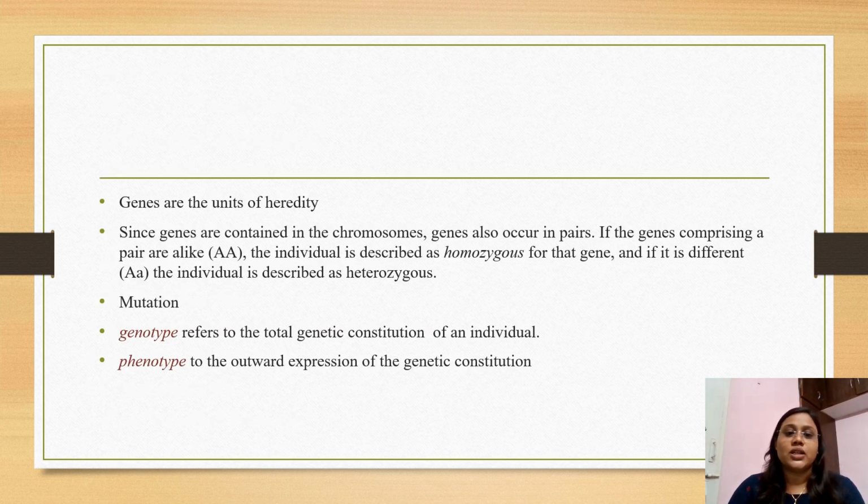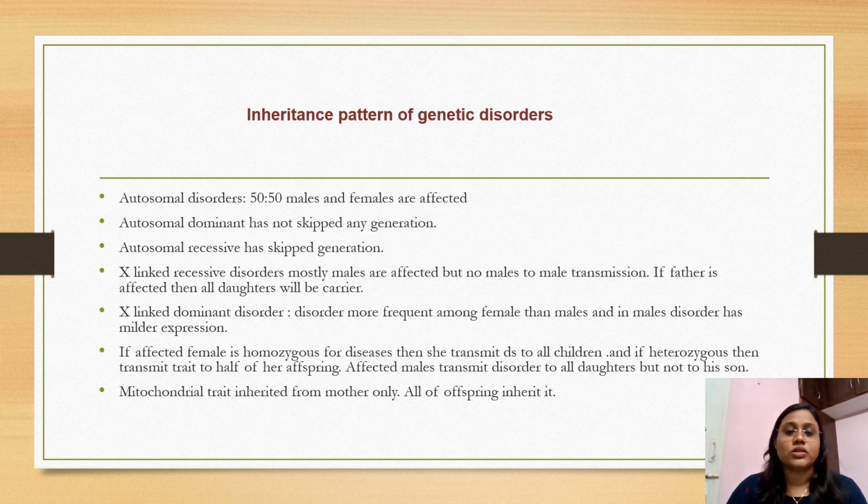So genes are the unit of heredity. Genes can be homozygous or heterozygous, and there is constant mutation going on. The genotype of any person is his genetic constitution, and the outward appearance of that person is known as phenotype. To remember the inheritance pattern of certain genetic disorders, try to remember these 6 or 7 points.